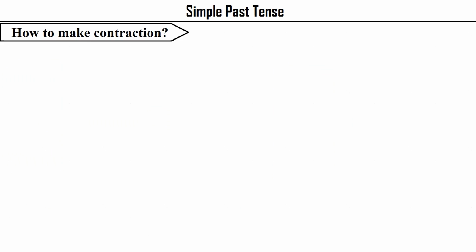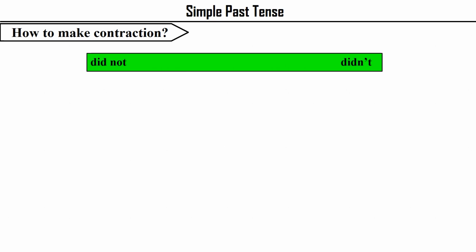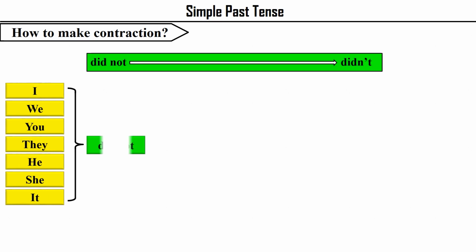How to make contractions in the simple past tense. In the simple past tense, we contract the helping verb did with the negative adverb not. Did not becomes didn't. Subject plus did not plus main verb. I did not work, we did not work, you did not work, they did not work, he did not work, she did not work, and it did not work.